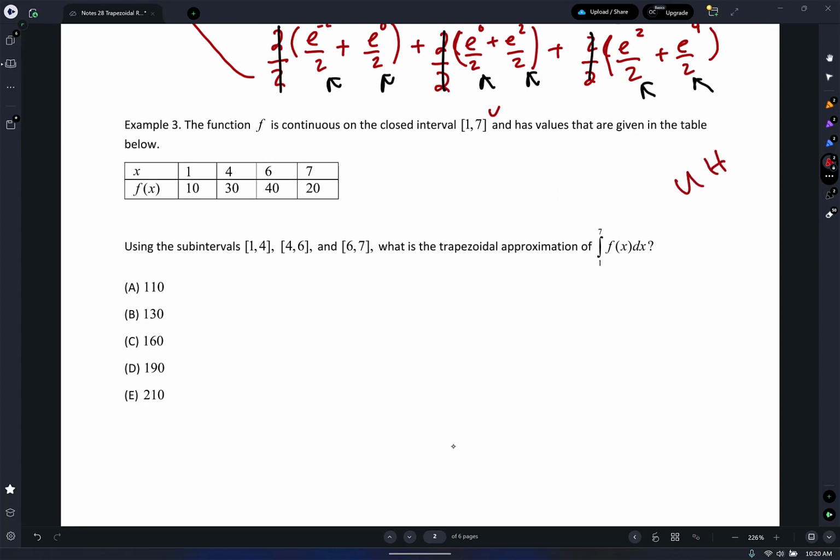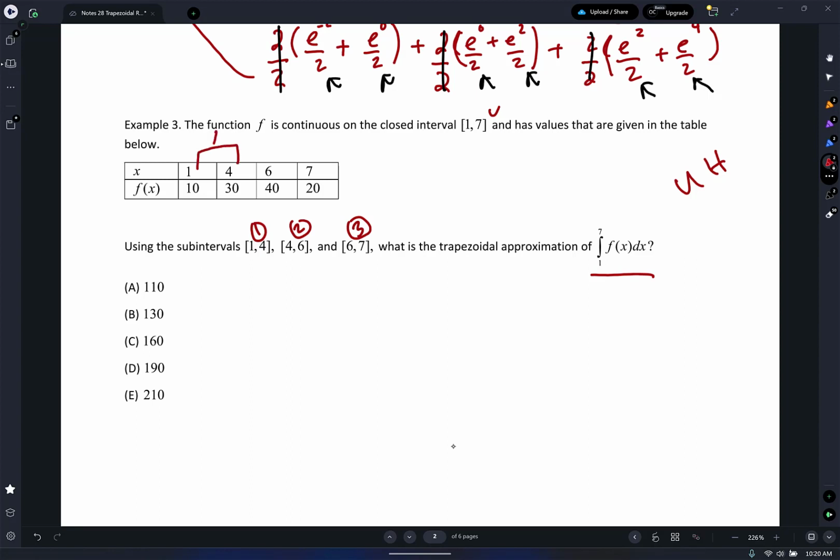The function f is continuous on the closed interval 1 to 7 and has values that are given in the table. 1, 2, 3, 4, 5, 6, 7. Okay. Using the subintervals, what is the trapezoid approximation of that? Are we okay so far? I want you to notice, they want me to do 3 trapezoids, those 3. So now the heights of each trapezoid is not the same, so I can't use my formula anymore. I'm just going to have to do it one at a time. Cool or not cool? All right.